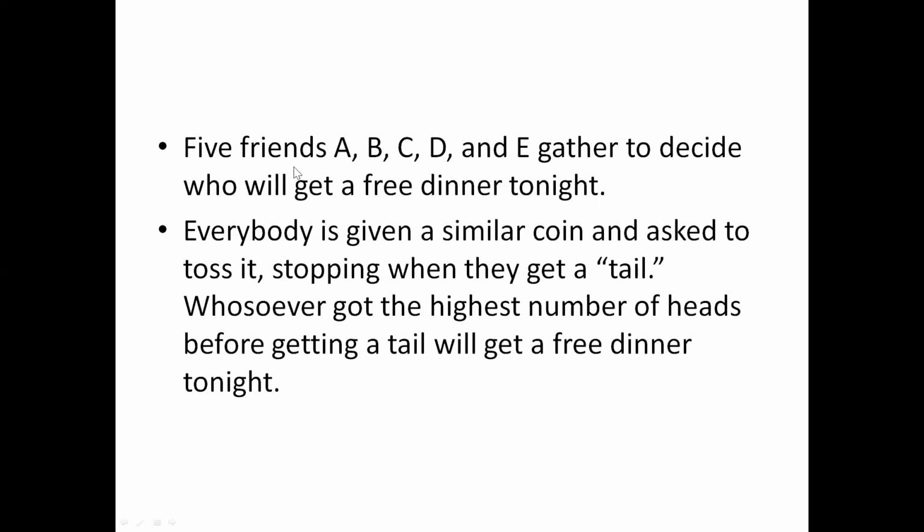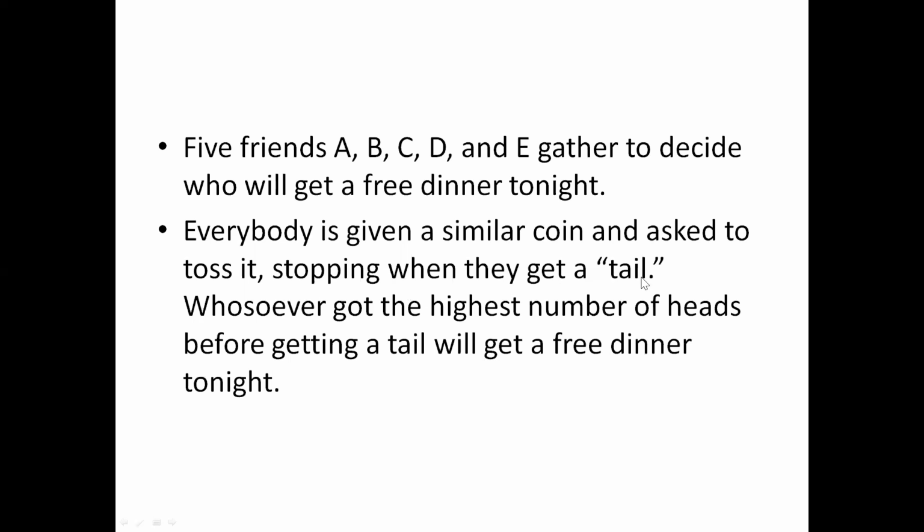Suppose there are five friends, this is the story. You have to tell me what you think in this case. Five friends have just met together. The names of the friends are A, B, C, D, and E. They gather to decide who will get a free dinner tonight. What approach have they used? Tossing a coin. Everybody is given a similar coin, asked to toss it, and to stop when they get a tail.